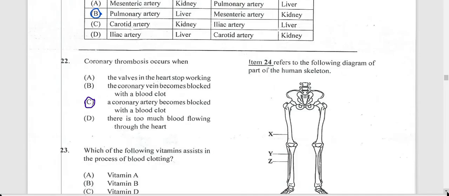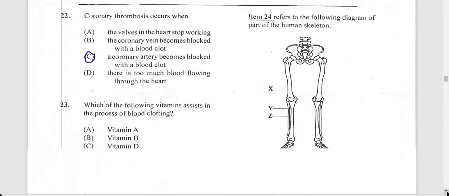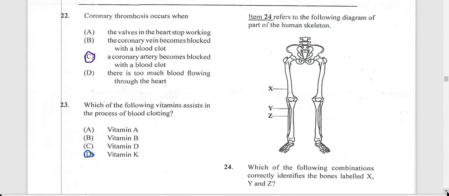For 22, coronary thrombosis occurs when a coronary artery becomes blocked by a blood clot. That one was pretty easy, I think. It is textbook as well. 23, which of the following vitamins assists in the process of blood clotting? A repeated question. That's going to be D for 23. 24 is also a repeated question.